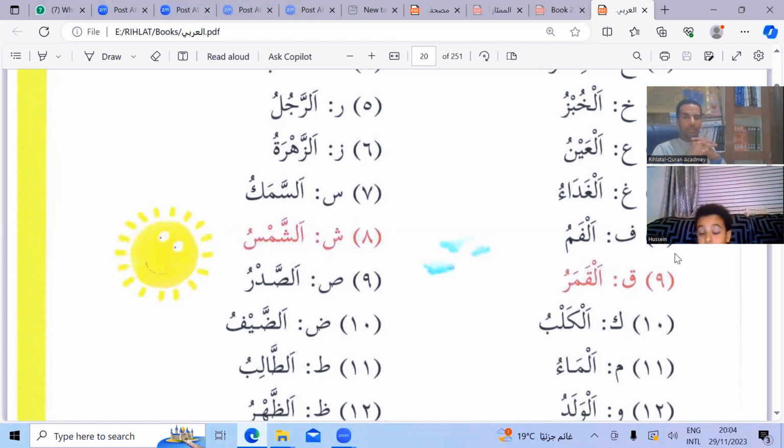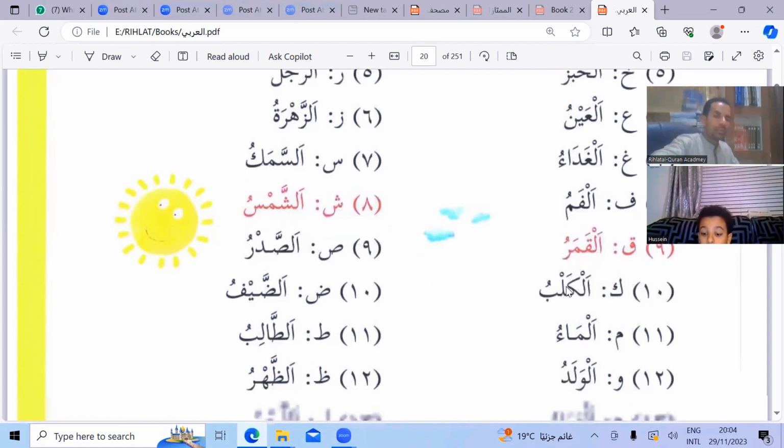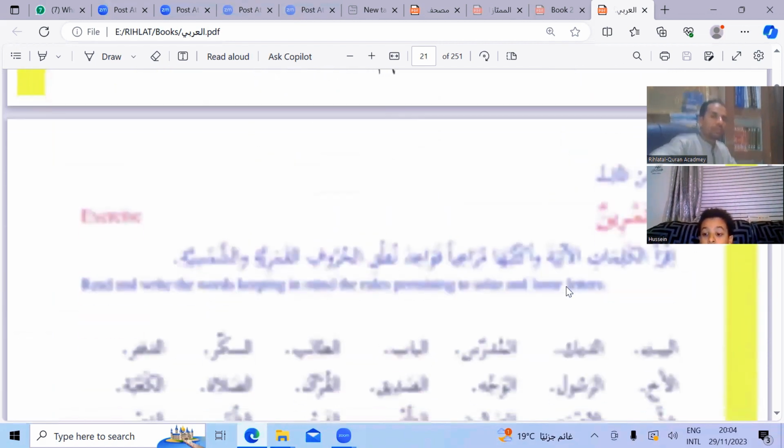Al-Qamaru. Shamsiyya. And the lam has a sukun, and the following letter has a fatha. So is it lam shamsi or qamari here? Qamari. Okay, what does al-qamaru mean? The moon. The moon, mashallah.